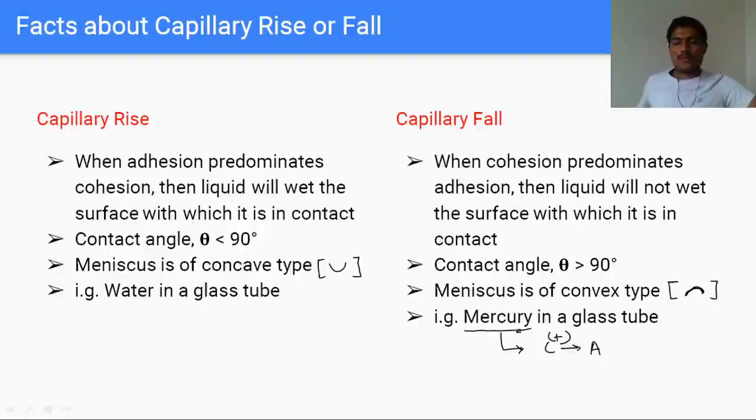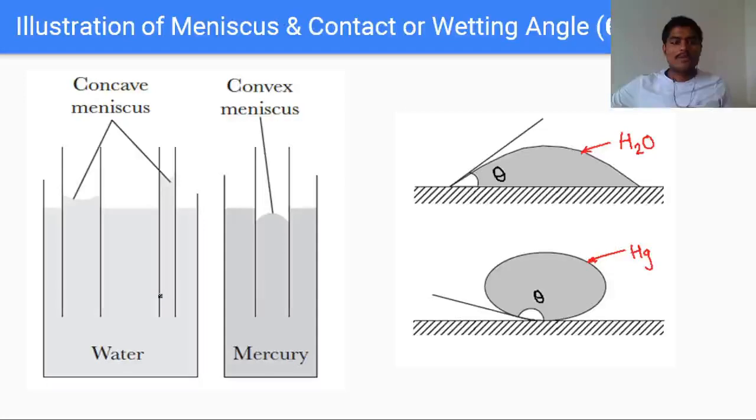So for mercury, the force of attraction between the particles of mercury is very large compared to the force of attraction between mercury and the glass tube. So therefore, in case of mercury, it will consist to the capillary fall, and in case of the water, it will consist to the capillary rise. So I hope these facts about capillary rise and fall are clear to you.